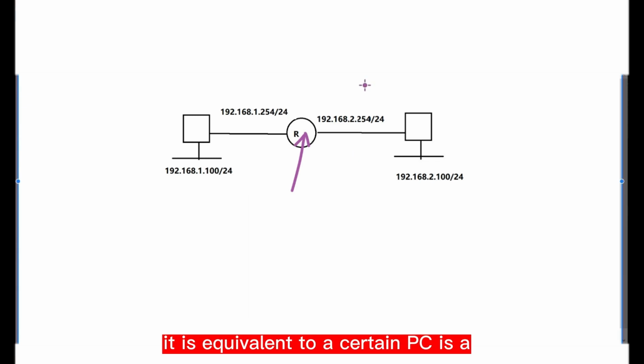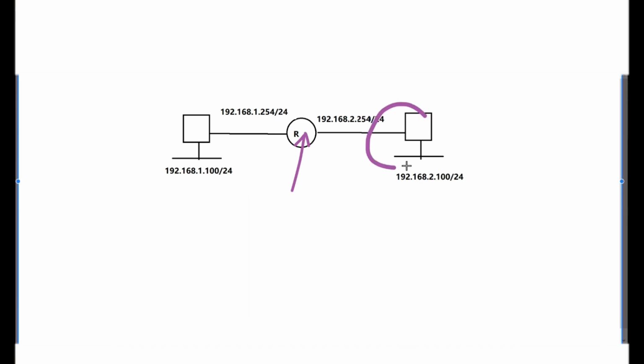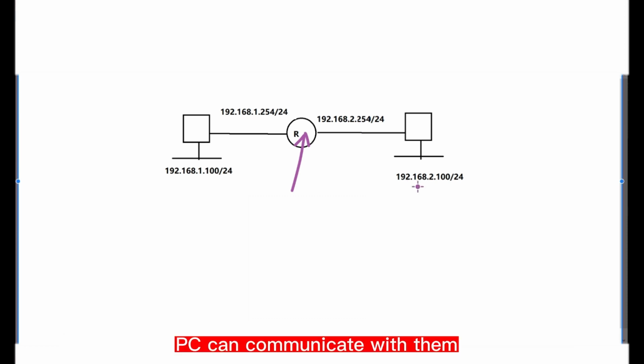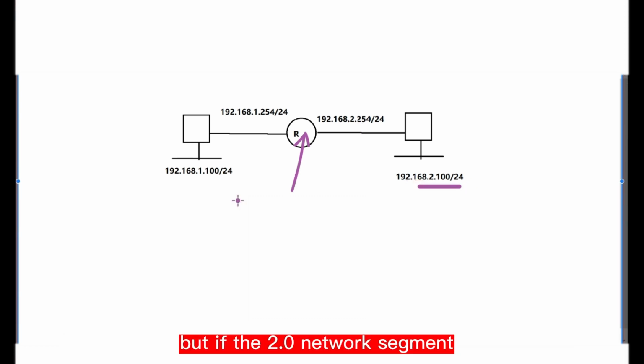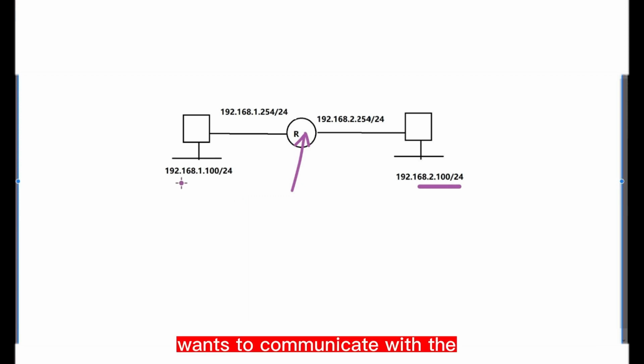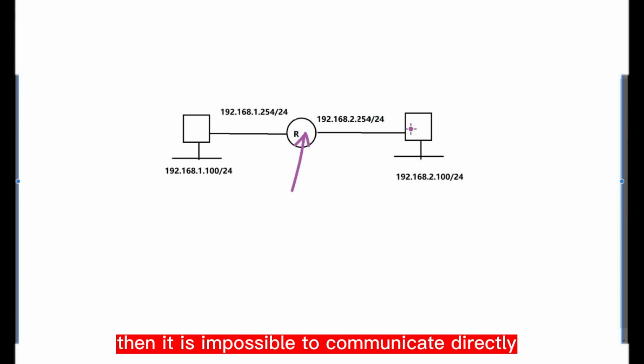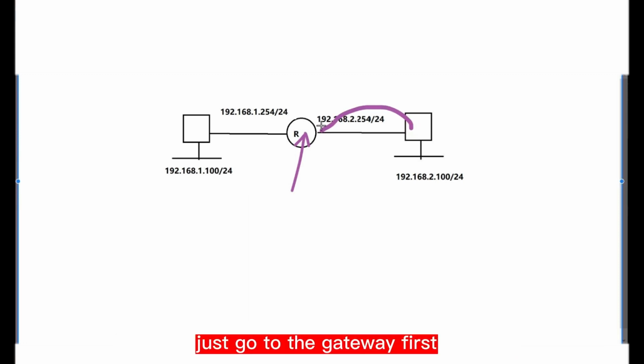It is equivalent to a certain PC being in the 2.0 network segment. It can only communicate with the data of the 2.0 network segment. If a switch is connected here, many devices are connected to the 2.0 network segment. PC can communicate with them. But if the 2.0 network segment wants to communicate with the 1.0 network segment, then it is impossible to communicate directly. It must go to the gateway first.